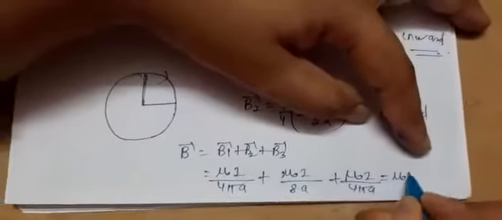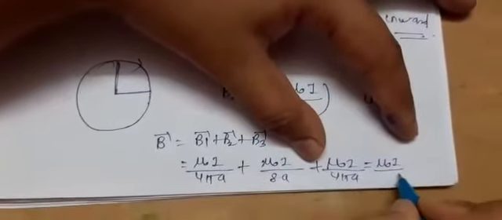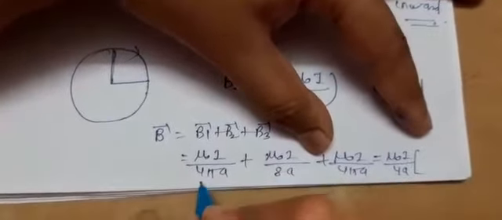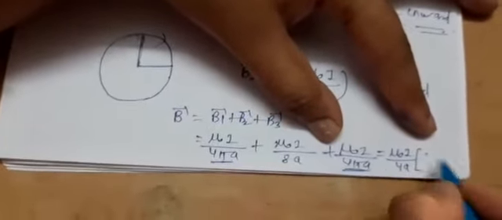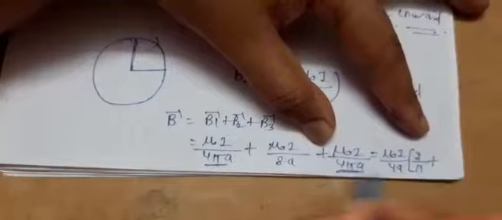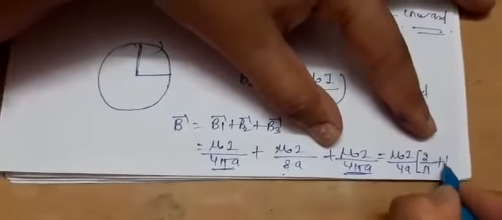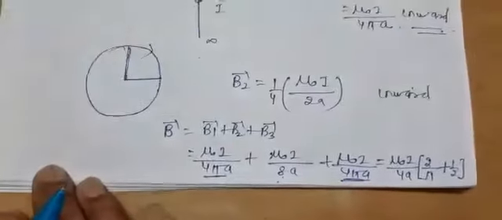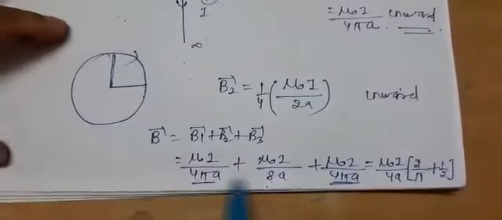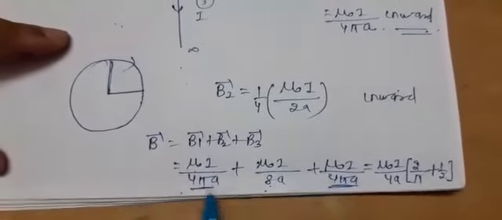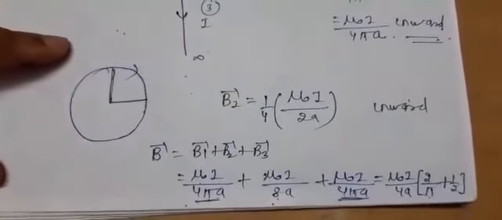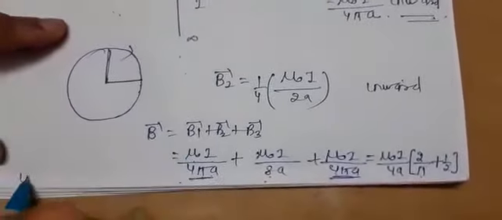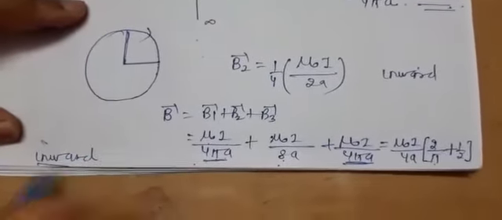Just take out the common factors. It is mu naught I upon 4a, which I am taking common. So this is 1 by pi plus 1 by pi, that is 2 by pi, plus this will be 1 by 2. I think this should be the result. I can tell it once again. This is mu naught I upon 4a, 2 by pi plus 1 by 2. And what will be the direction? Direction will be inward.